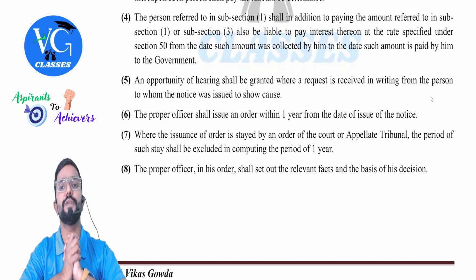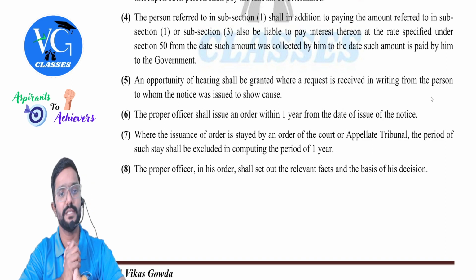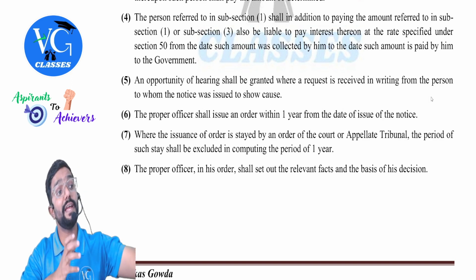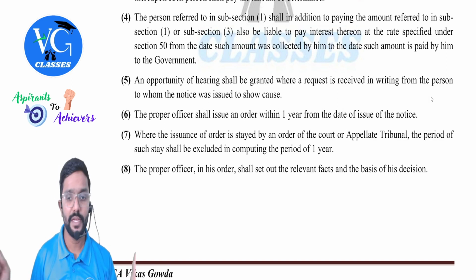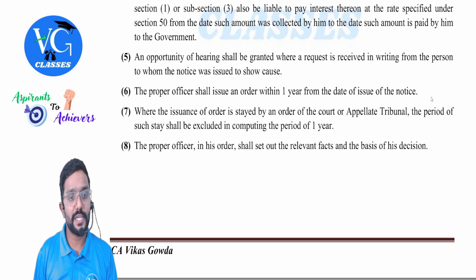Subsection 4. The person referred to in subsection 1 shall, in addition to paying the amount referred to in subsection 1 or subsection 3, also be liable to pay interest thereon at the rate specified under section 50. What is the rate specified, people? 18%. From the date such amount was collected by him to the date such amount is paid by him to the government. So from the day I collected it till the day I give it to the government, interest has to be calculated.